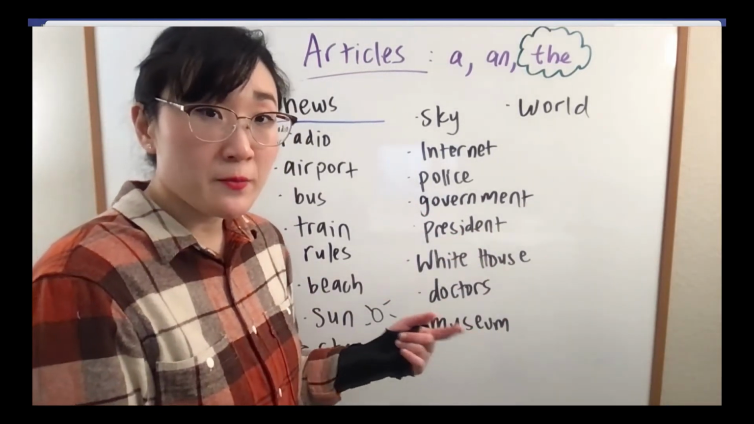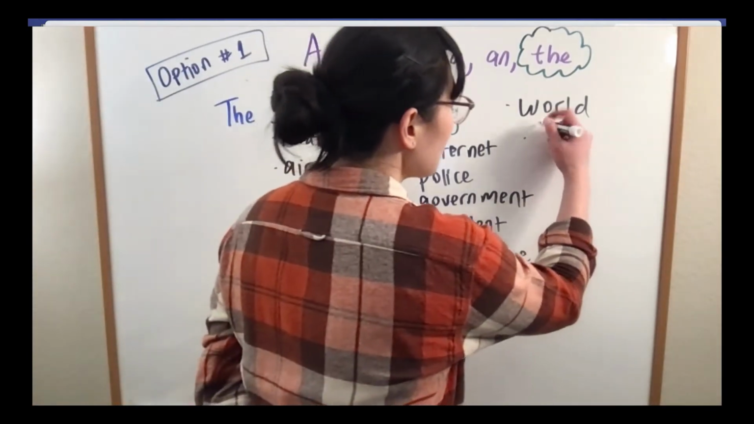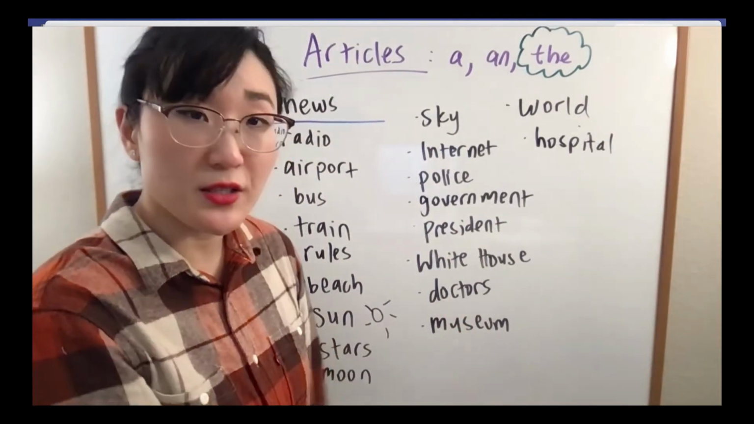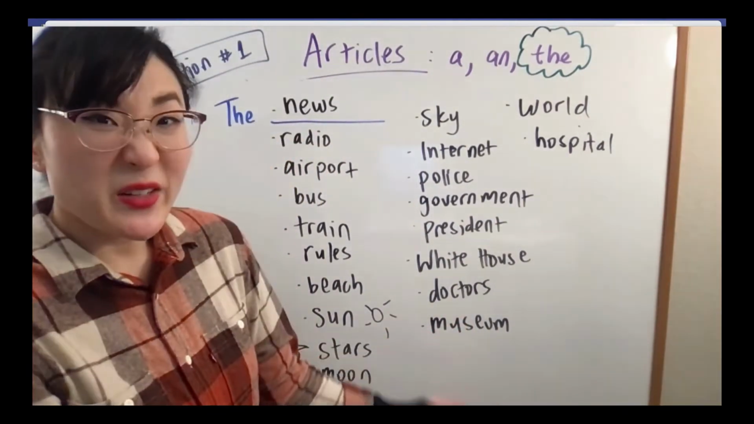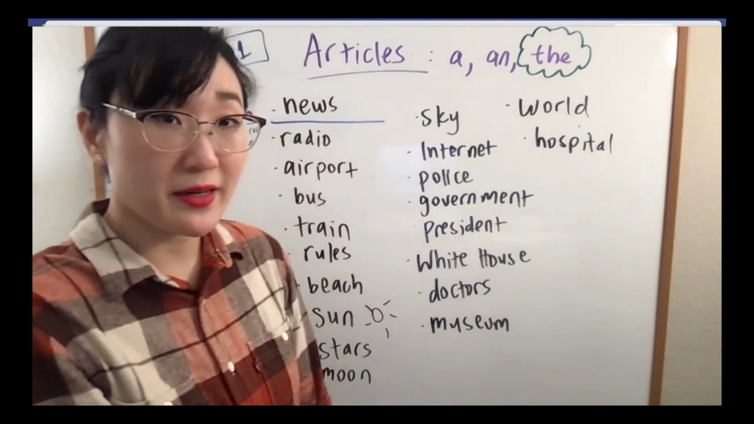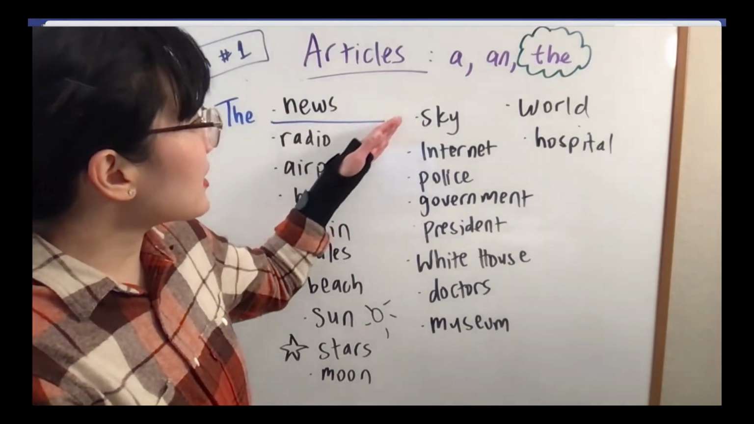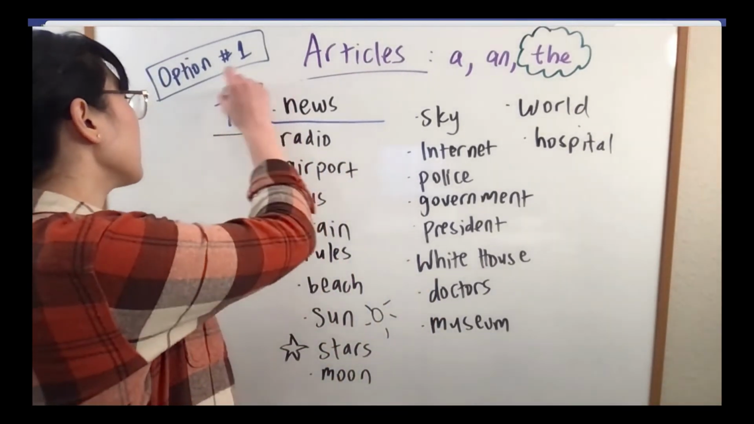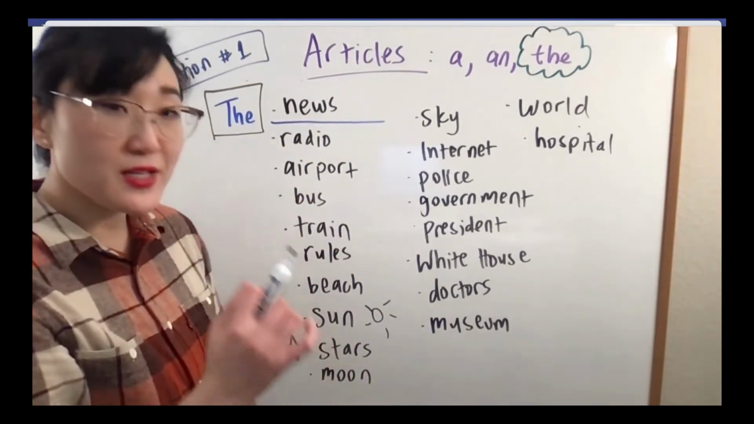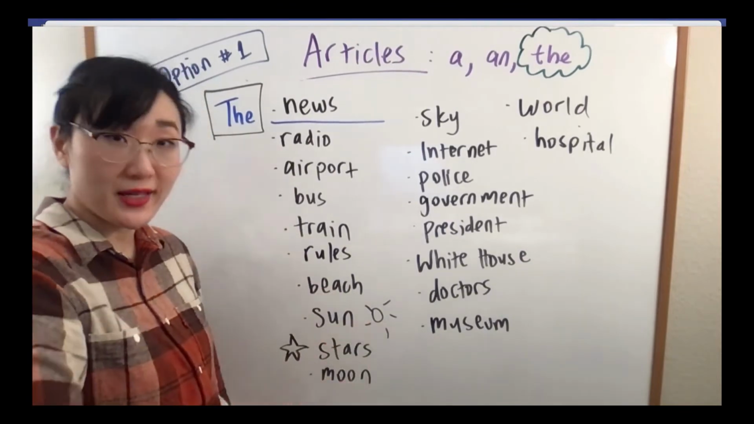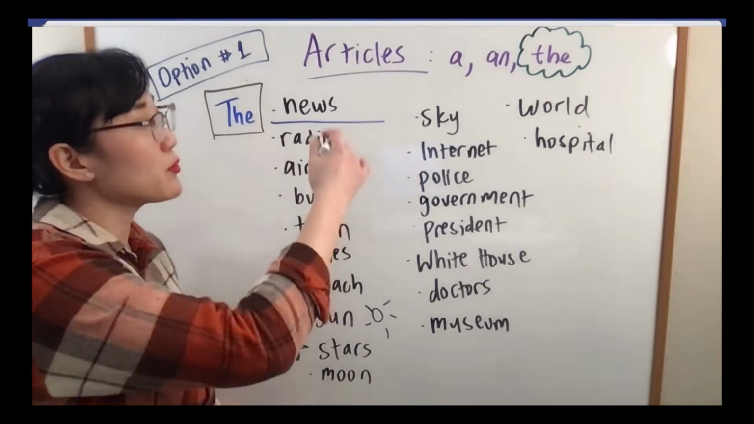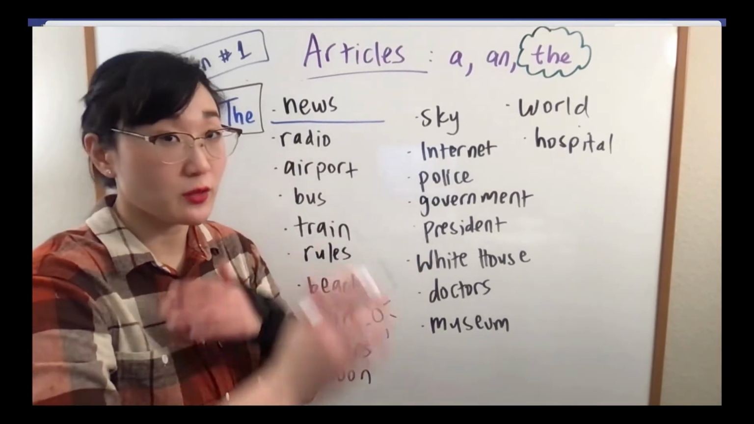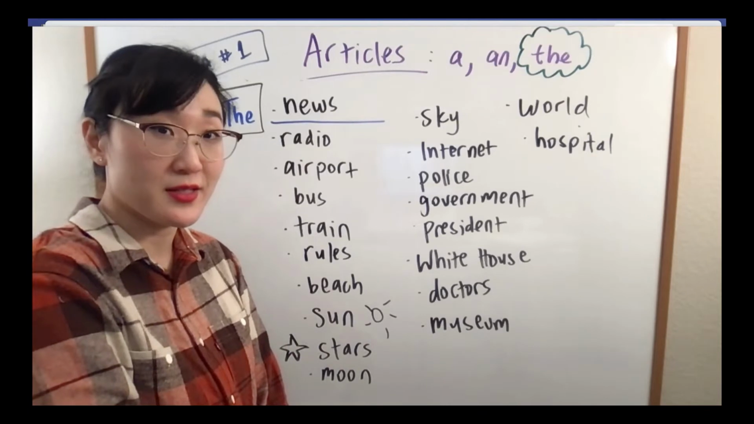The doctors. If you need to go to the hospital, maybe you need to go to the doctors. Maybe later you want to go to the museum. These are specific nouns that will use this article the. There is no rule I can give you that will help you remember this. This is one of those things where it's repetition. We just need to continuously practice this.